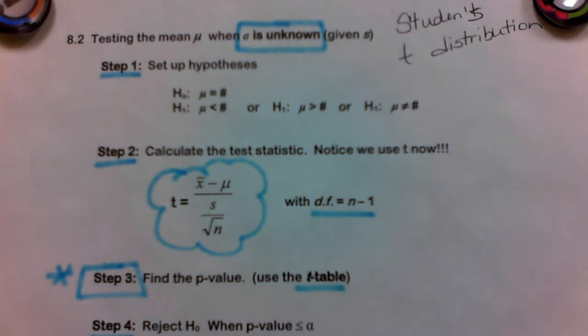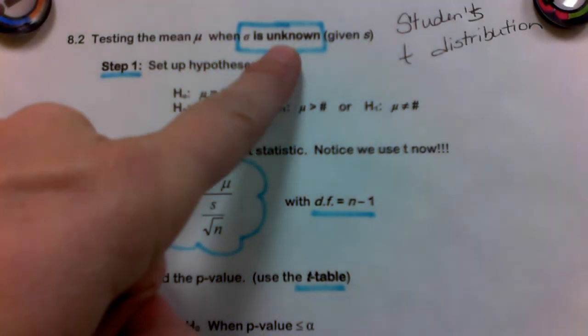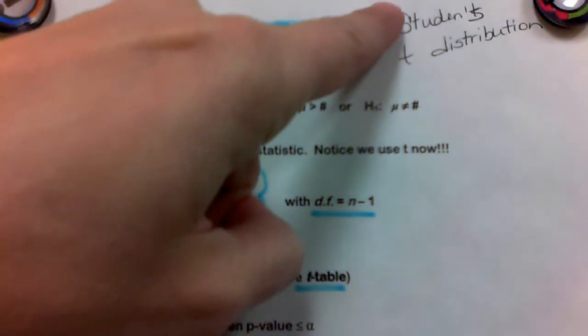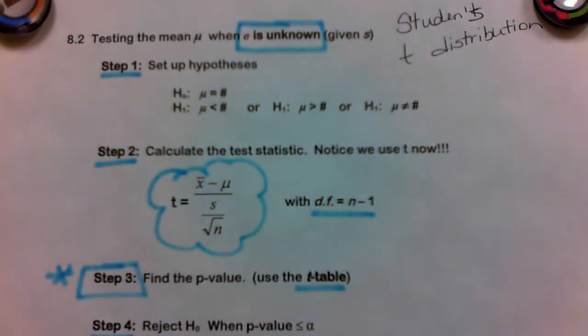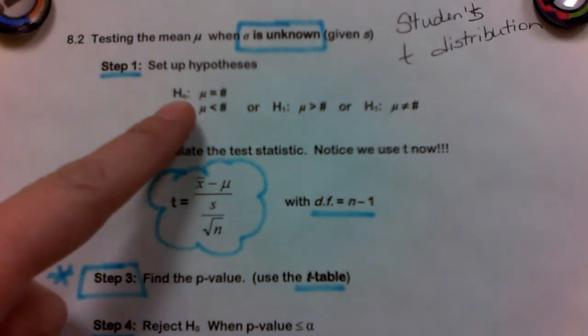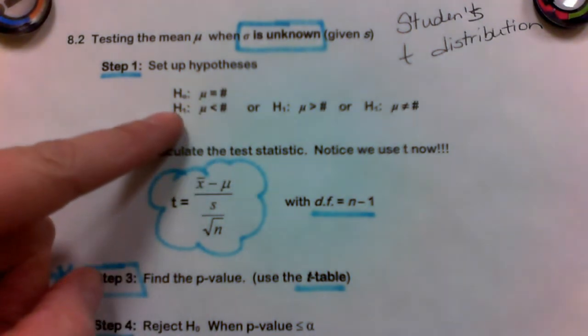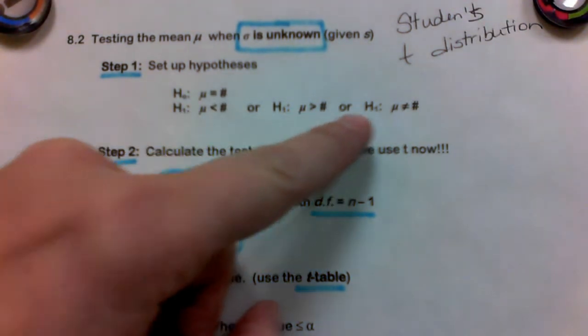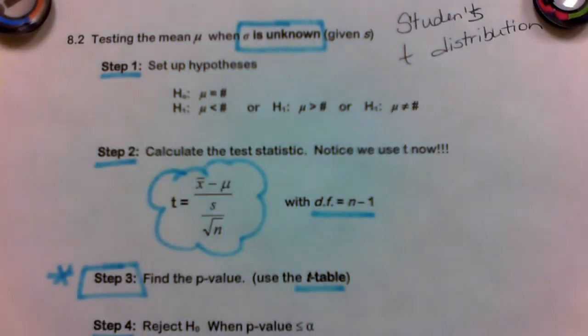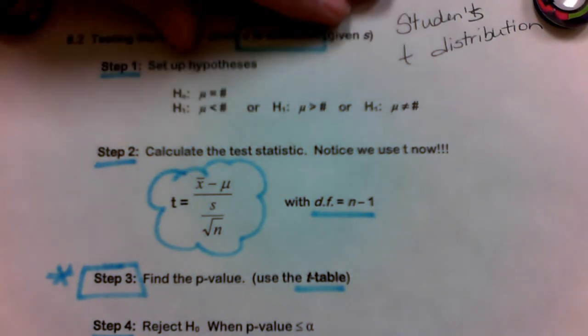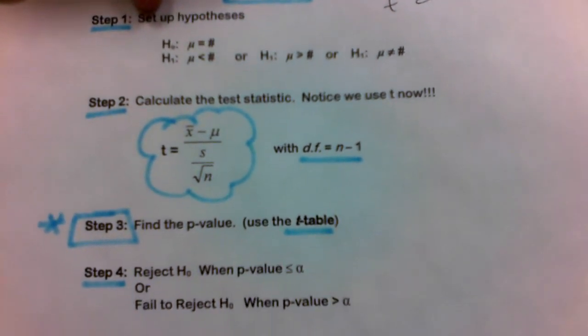Now, one of the biggest differences is sigma is unknown, so now we're going to use the student's t-distribution instead of the z-table. So if you'll notice step 1, the null and the alternate exactly the same. Mu is equal to some number, alternate is mu is less than, greater than, or not equal to some number. Now, the first difference is in step 2.